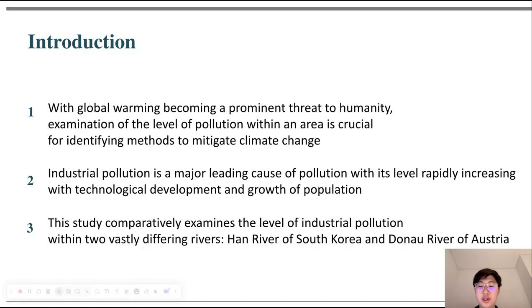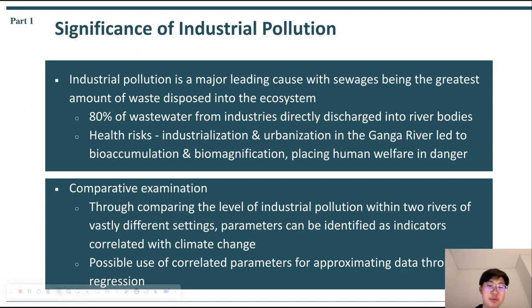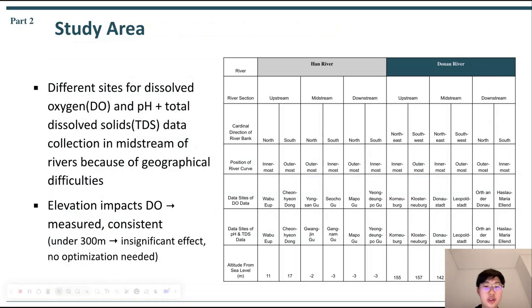The study hopes to find a solution to that by comparatively examining the Han River and the Donau River. This is significant because the Han River and Donau River not only differ by nations, but they differ by continents. And by comparing these rivers of vastly different settings, I'm able to consider various characteristics that can serve as indicators of industrial pollution.